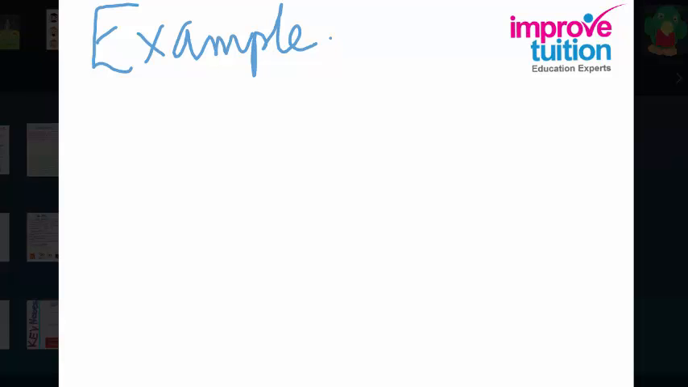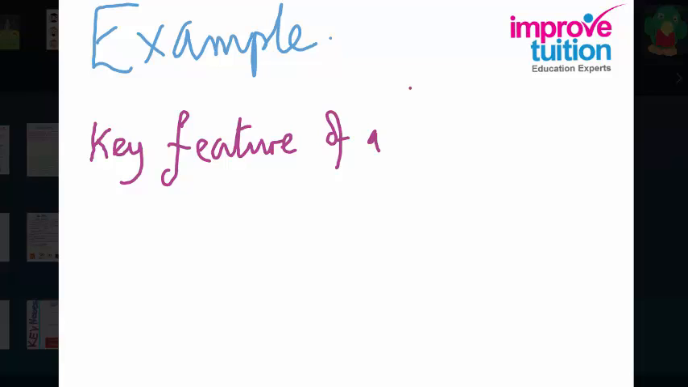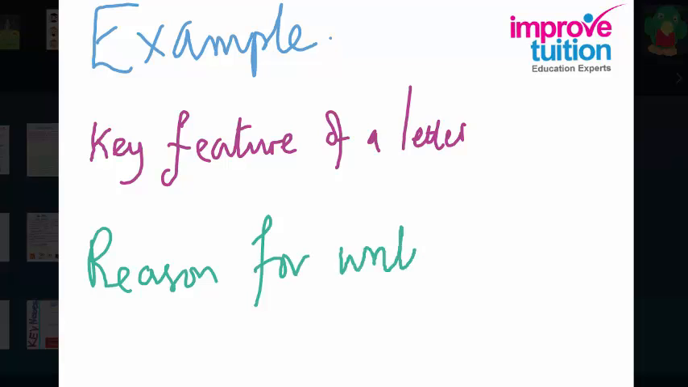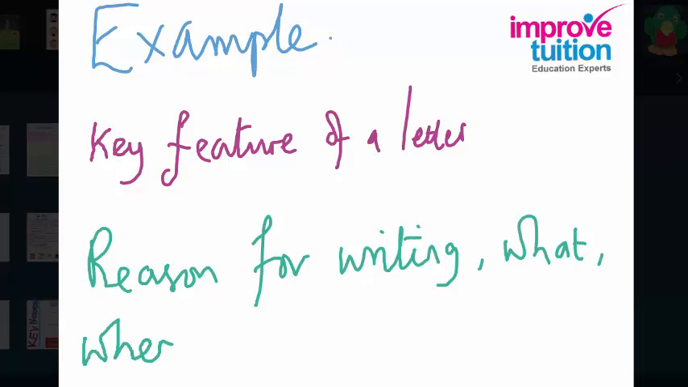So first, the writer uses a key feature of a letter, which is Dear Mr. Jones. And then it starts with, I am writing to complain. So they give the reason why they're writing immediately in the first 5 words. About the quality of school dinners. And they tell you what they're complaining about, the quality of school dinners on offer, and where, so at the school. The first paragraph tells you the reason for writing, the complaint. It tells you about the school dinners and the school.